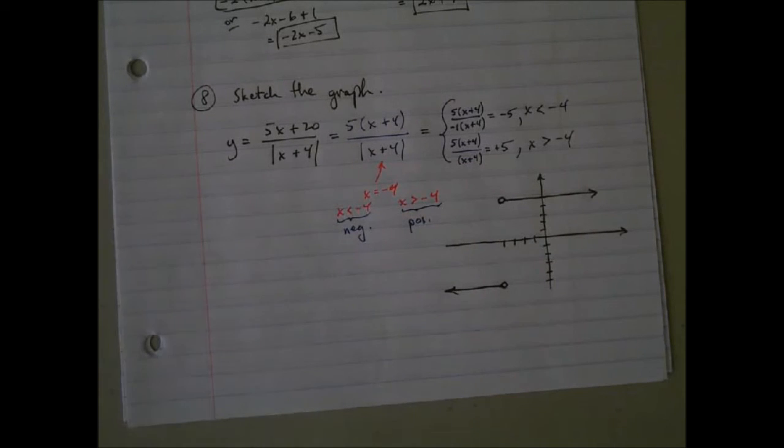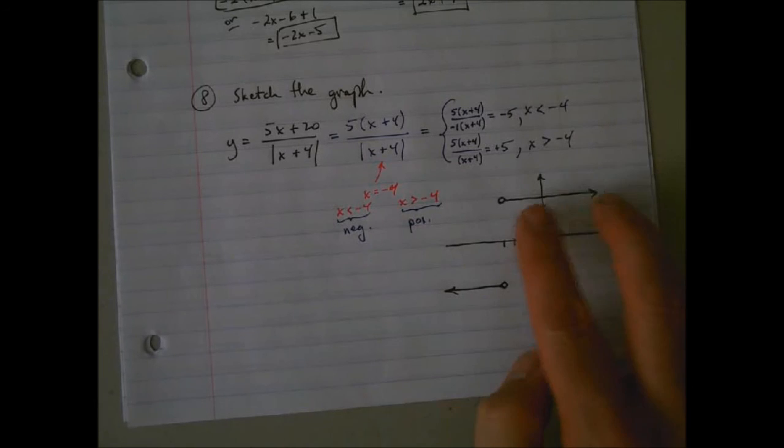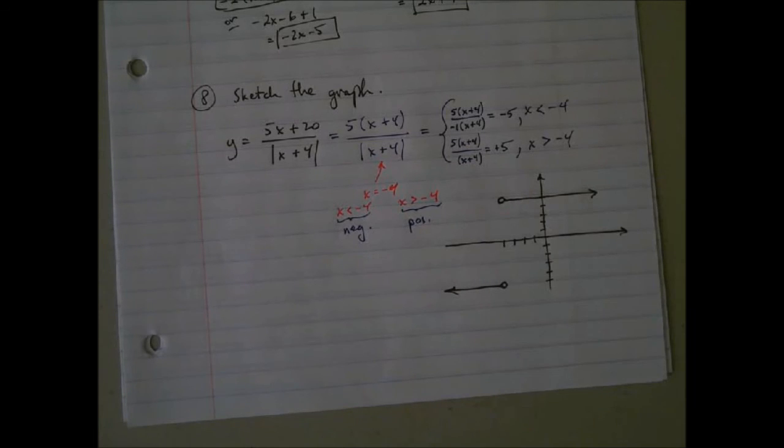It's y equals negative 5 to the left of negative 4, y equals positive 5 to the right of negative 4, and the function is undefined at x equals negative 4.